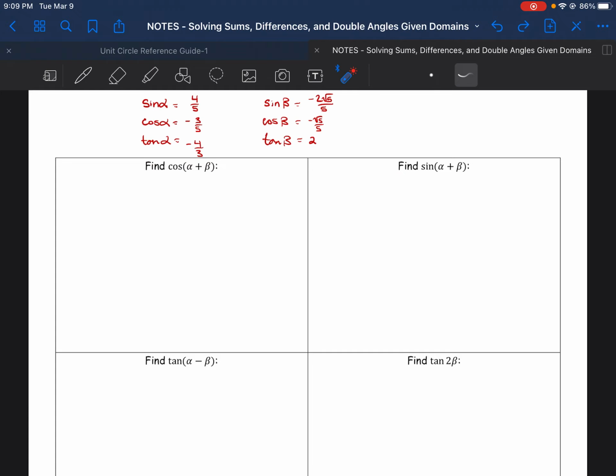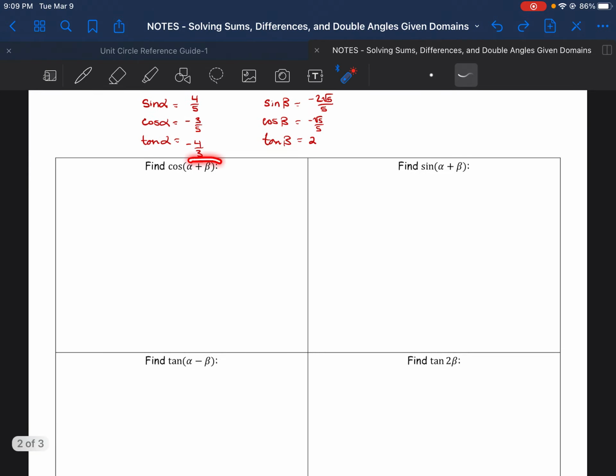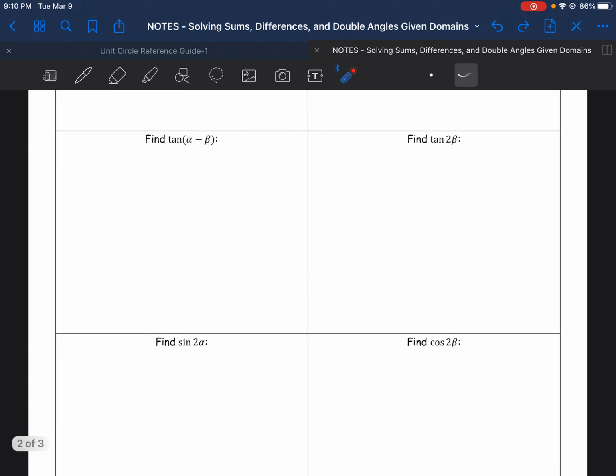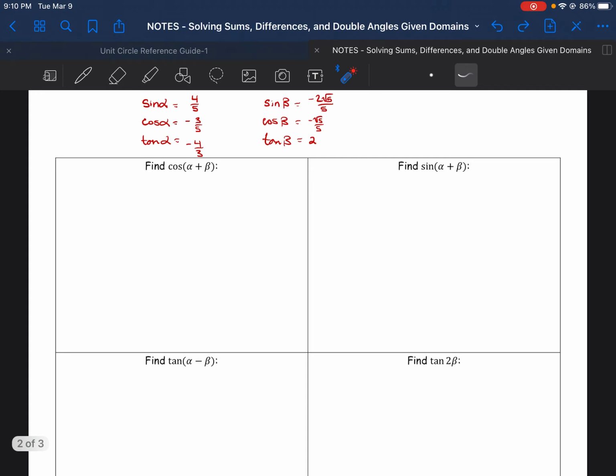And what we want to do is we want to do a few calculations. Some of them are going to be sum formulas, like right here, cosine of alpha plus beta, sine of alpha plus beta. We have a difference formula, tangent alpha minus beta. And then we're also going to get some practice with double angle formulas. All right, let's start with this first one right here.